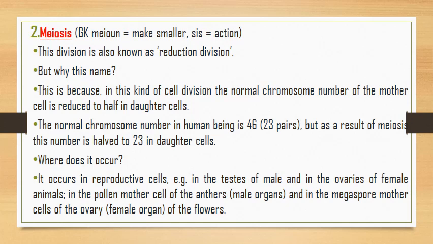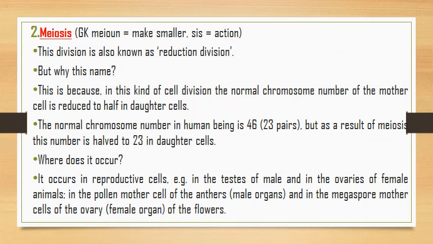But why this name? This is because in this kind of cell division, the normal chromosome number of the mother cell is reduced to half in daughter cells. The normal chromosome number in human beings is 46, but as a result of meiosis, this number is halved to 23 in daughter cells.